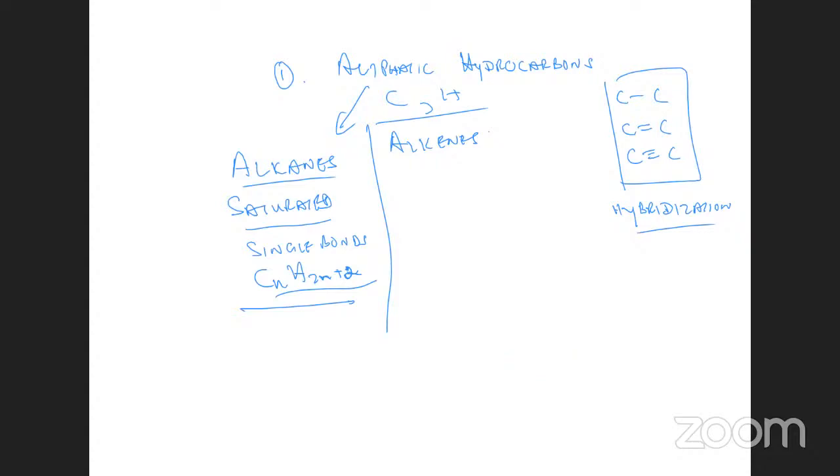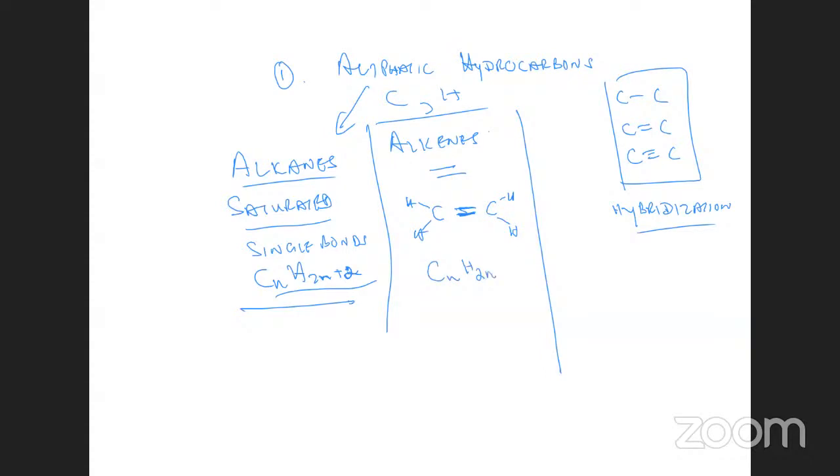So alkenes, double bonds. That is the unsaturation. Okay, they are not saturated because if you draw something like that, it could have more hydrogen. You can add more hydrogen and make it a single bond. Now, for the formula of that one, it will be CnH2n.